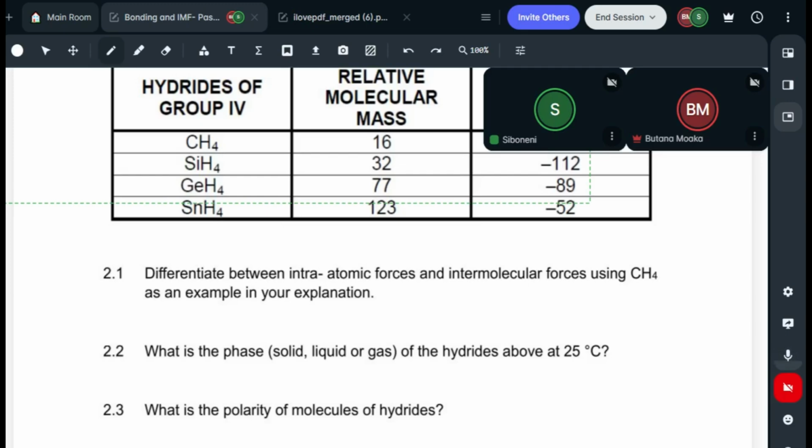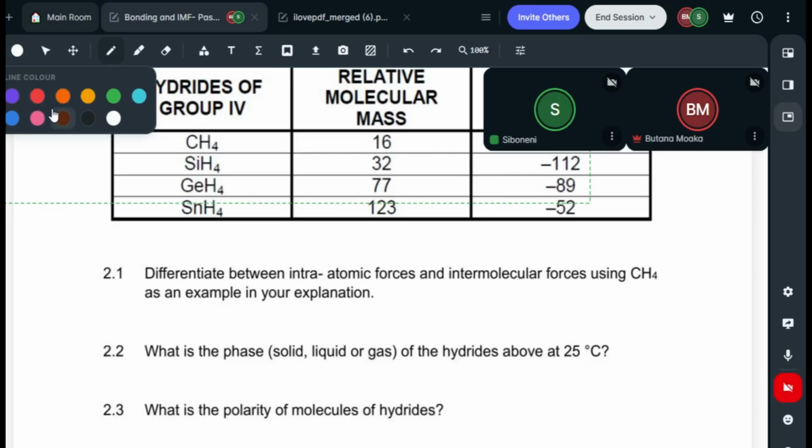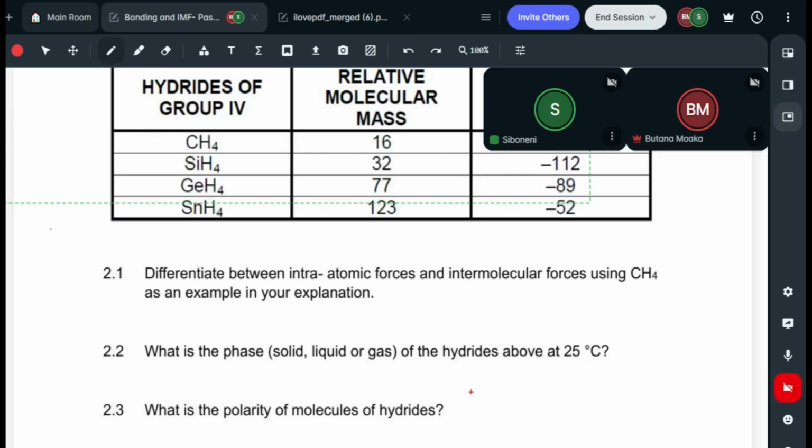Can I move to 2.3? Yes, and is that how you want me to teach? It's non-polar. No, it's just that I understand chemistry, so this is just a bit of revision, jogging my memory. Oh, okay, nice.